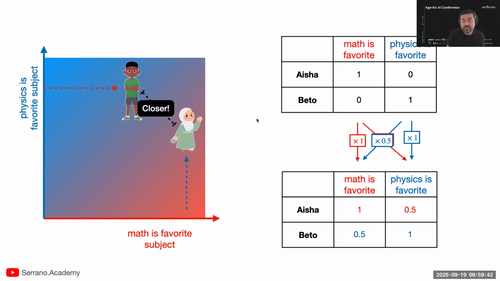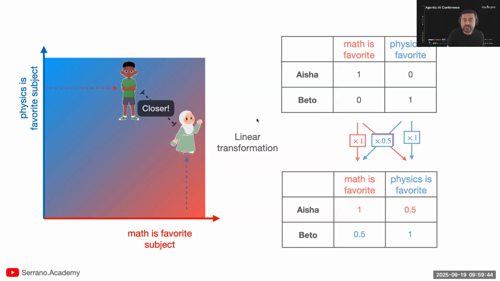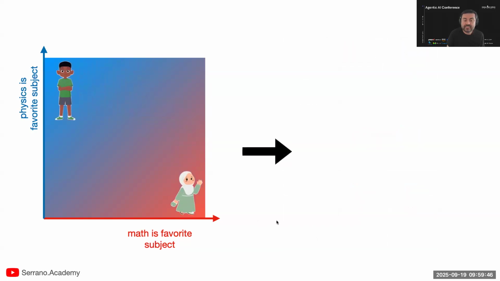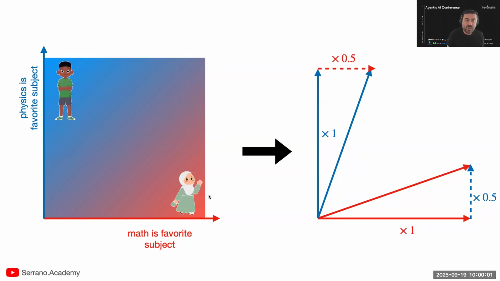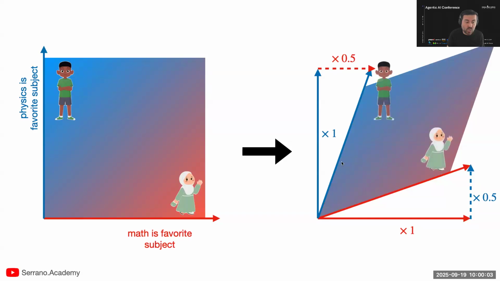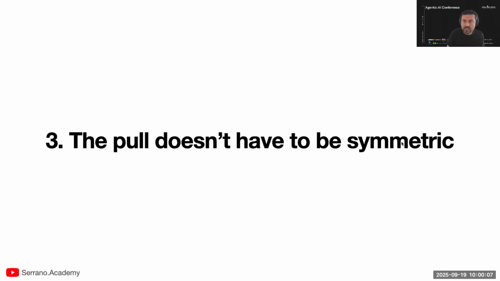And so now they're closer. So what does that do for the linear transformation? Well, it takes the math and keeps it as math and adds 50% of physics. Physics is vertical, getting this edge over here. And then it takes the physics and adds 50% of math and it pushes it here and gets this edge. So this square goes to this parallelogram.